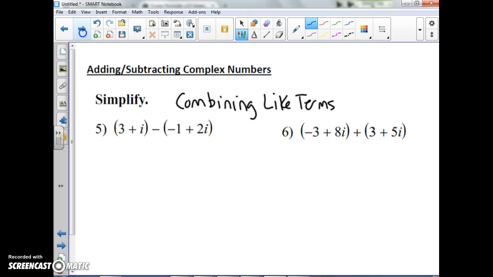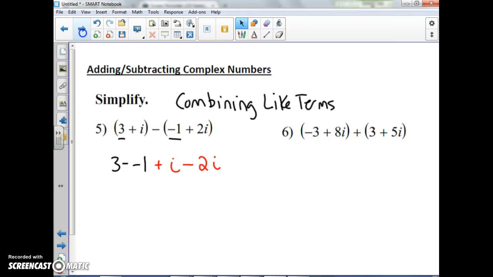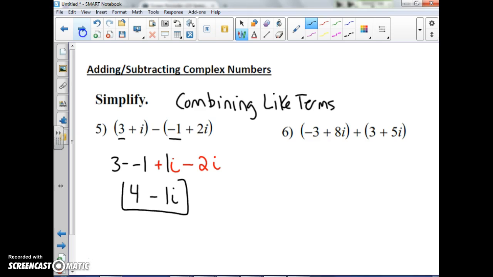Okay? So I'm looking at this. I have 3 minus negative 1. So I'm going to take 3 minus negative 1 and find out what that is. Then I'm going to take i, and I'm going to subtract positive 2i. i minus positive 2i. So 3 minus negative 1 is positive 4. And then I'm going to take 1i minus 2i, which I get minus 1i.